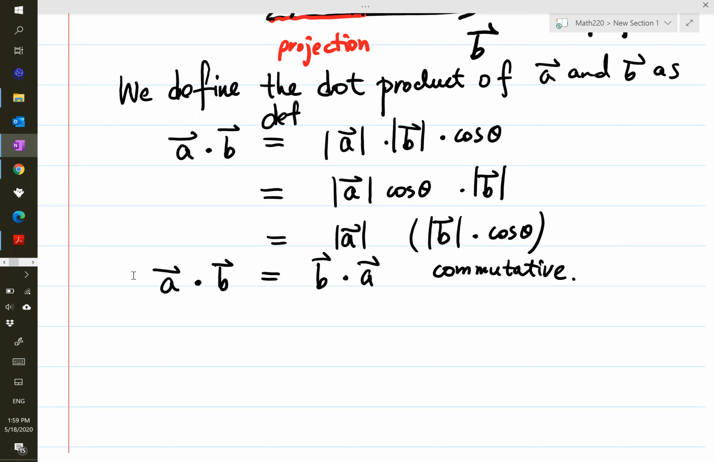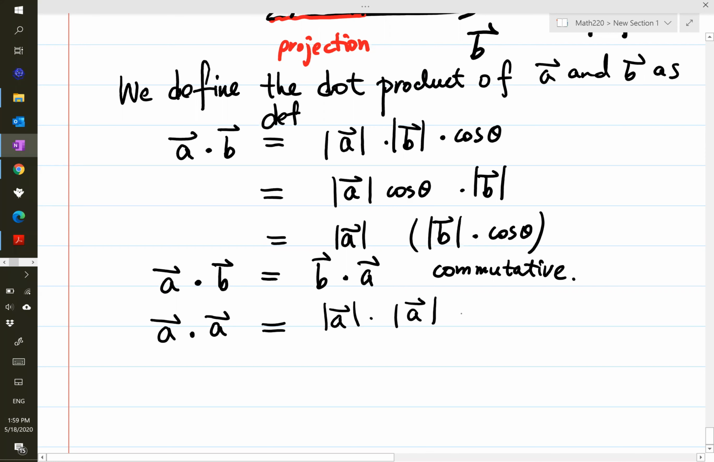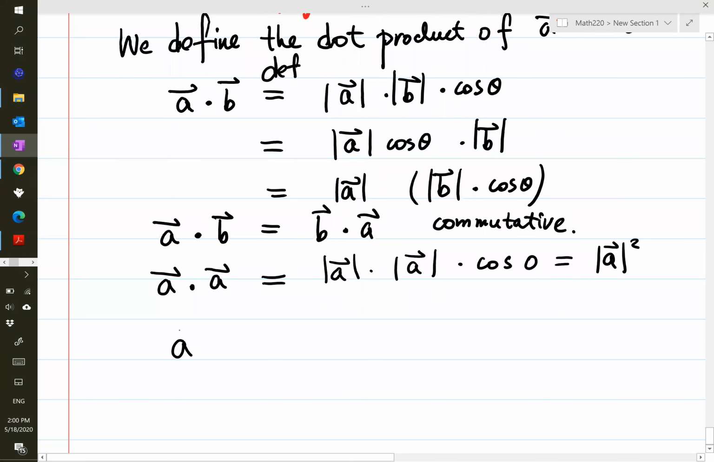Now, we know the dot product is commutative. We can also have some distribution law of the dot product. So, some properties of the dot product. For instance, A dot A. The vector A is in the same direction as A, so the angle is 0. So it's the magnitude of A times the magnitude of A times cosine theta, and cosine theta is 1. So this gives us the norm of A squared. The norm of a vector is the square root of A dot A, so we can use the dot product to find the norm of a vector.